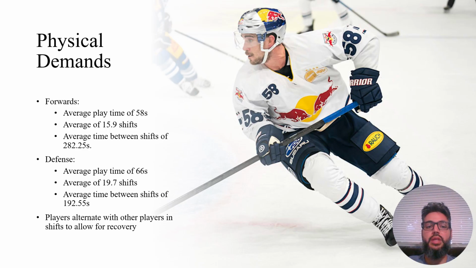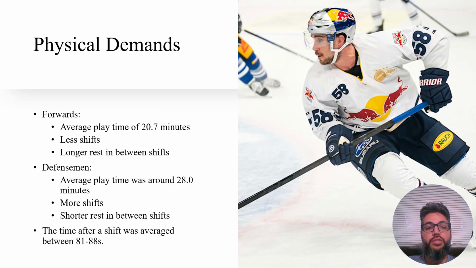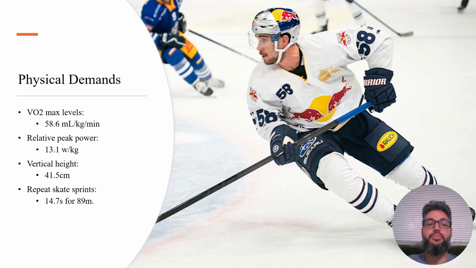So again, the players alternate with other players in shifts to allow for recovery. Forwards average play time in total around 20.7 minutes. Again, less shifts, longer rests in between. While for the defense, average play was around 28 minutes. They did have more shifts more often, but shorter rests in between. And the time after a shift was average between anywhere from 81 to 88 seconds. Again, we're talking about defensive men. There's the 2 defensemen, and then the forwards would be the 2 wings and the center. So those can be interchanged.